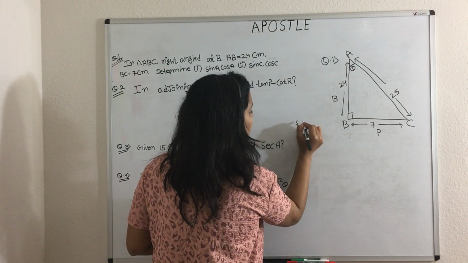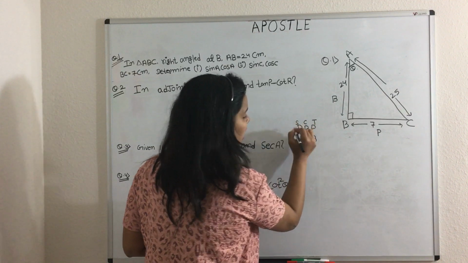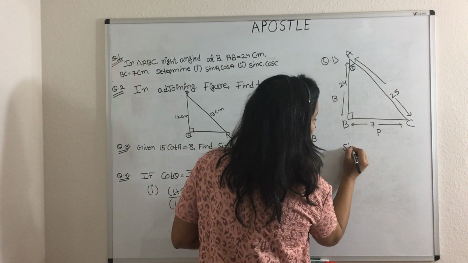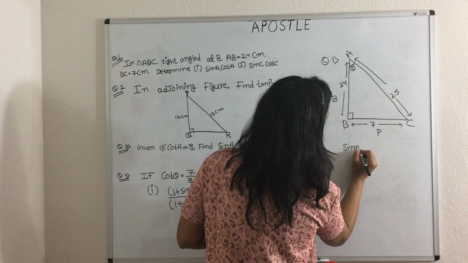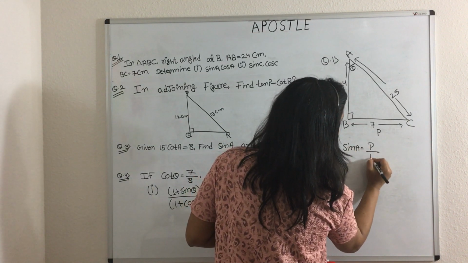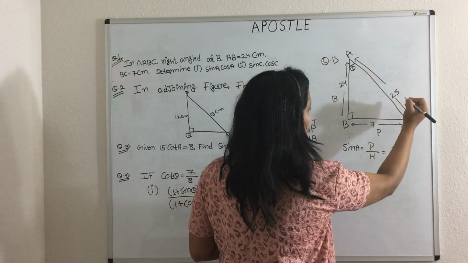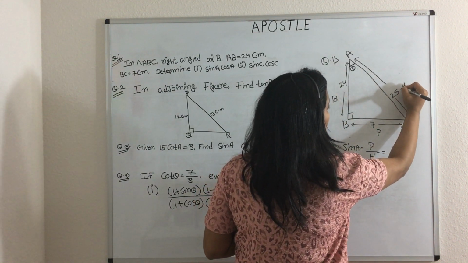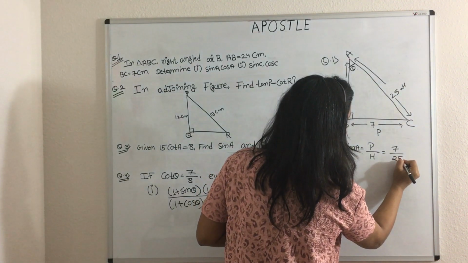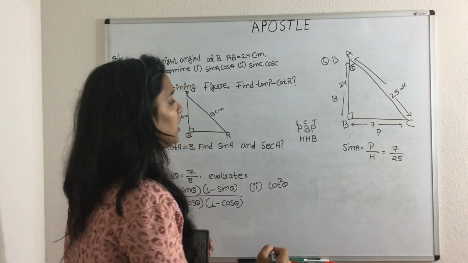So sin A is P by H. What is P in this case? P is 7. And what is hypotenuse? Hypotenuse is 25. So we can write sin A as 7 upon 25.